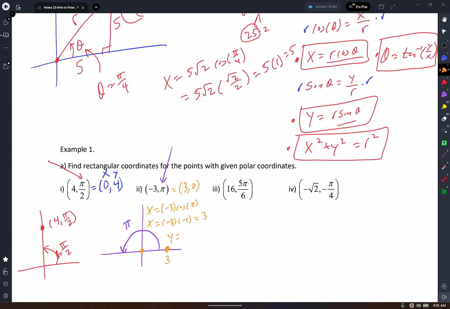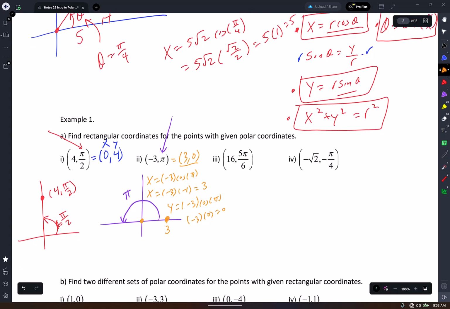y equals, I'm just using my formula. You don't have to write this, you can just observe. -3 sine pi. Sine of pi is 0. So -3 times 0, and look, you get 0. And you would have gotten the same thing. Does that make sense, guys? Okay. Now look at this one.